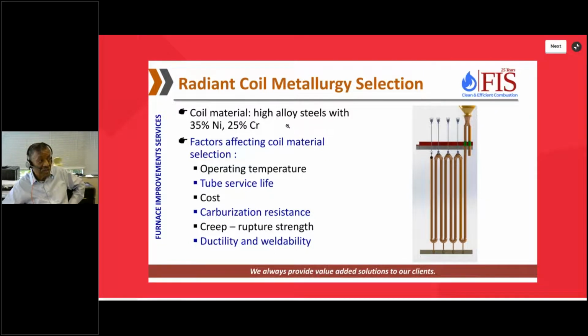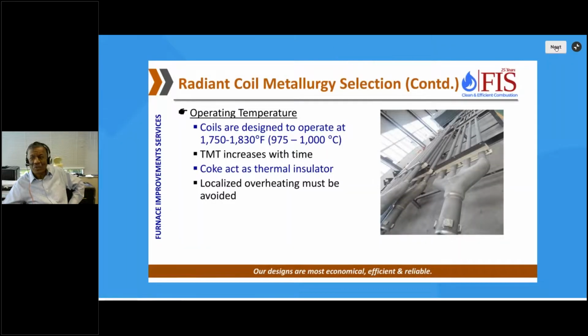Metallurgy selection, coil metallurgy. Nowadays, we are going anywhere between 35 nickel, 25 chrome. The factors which affect the coil material are operating temperature, tube service life, cost, carburization resistance, creep rupture strength. So all these factors basically affect the coil metallurgy that you select. But I think the good news is we have coils which can go up to, this is 1830, but we can go even higher. And as I said, localized overheating must be avoided, and that's where the flames can help you out. Improving the flame patterns will really help you out.